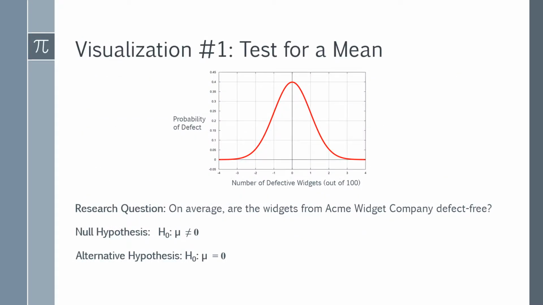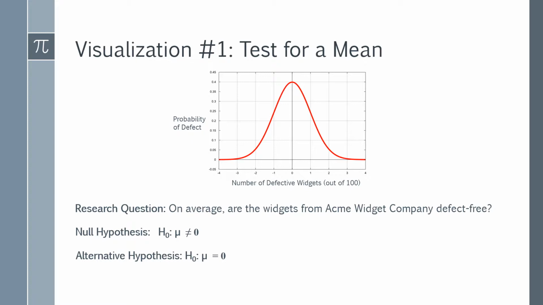Let's take a look at the chart for visualization number 1. We will test for a mean. The mean is the highest point of the bell-shaped curve. Here, the y-axis shows the probability of defect and the x-axis shows the number of defective widgets out of 100.